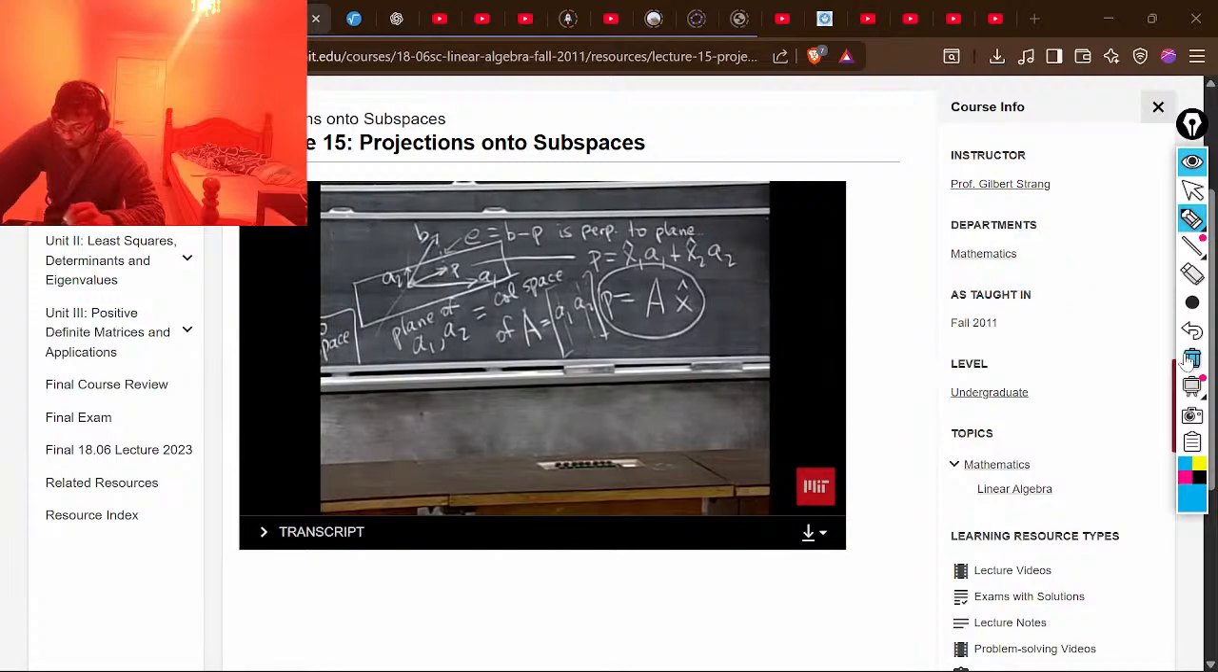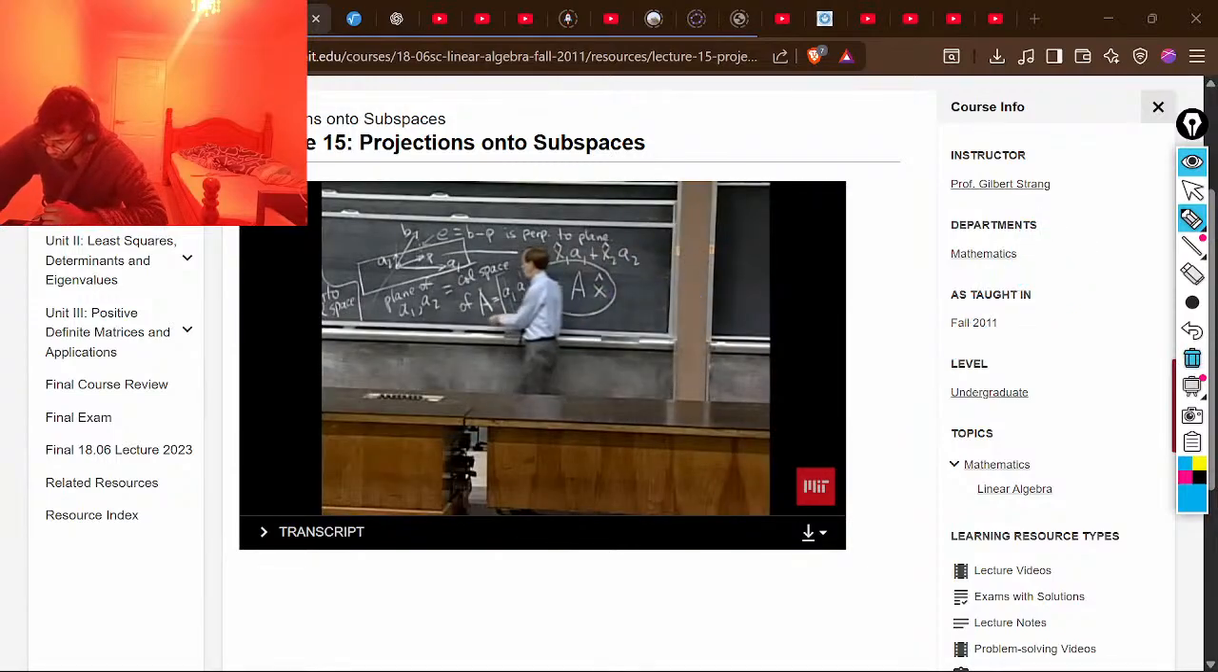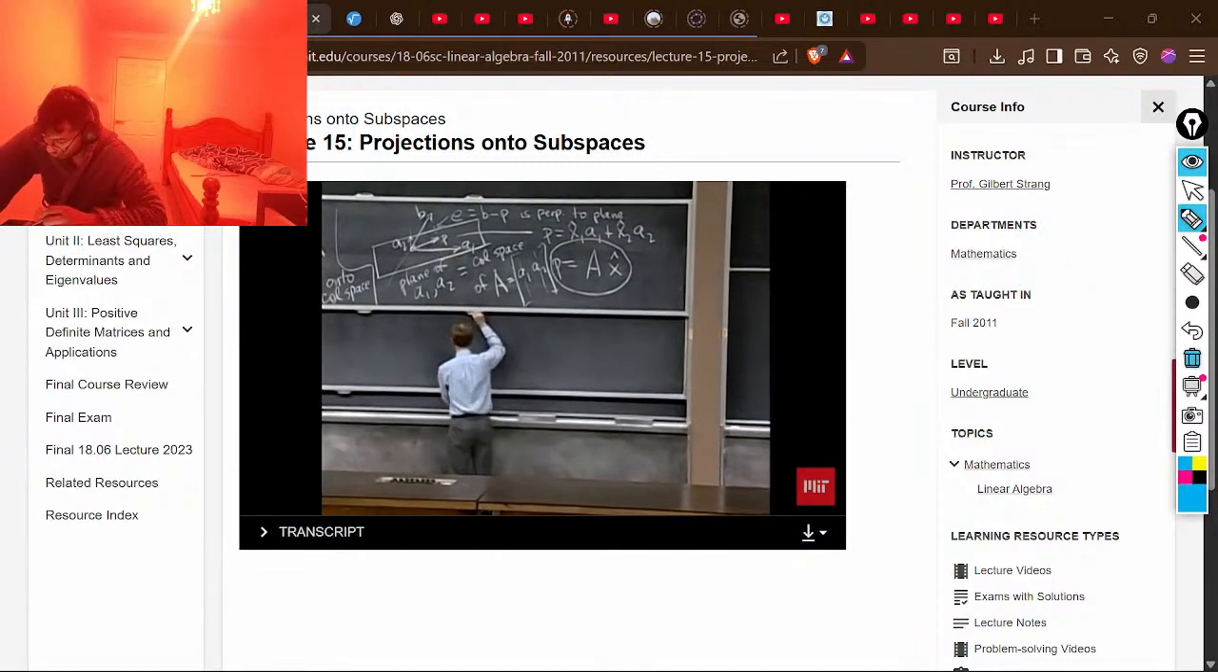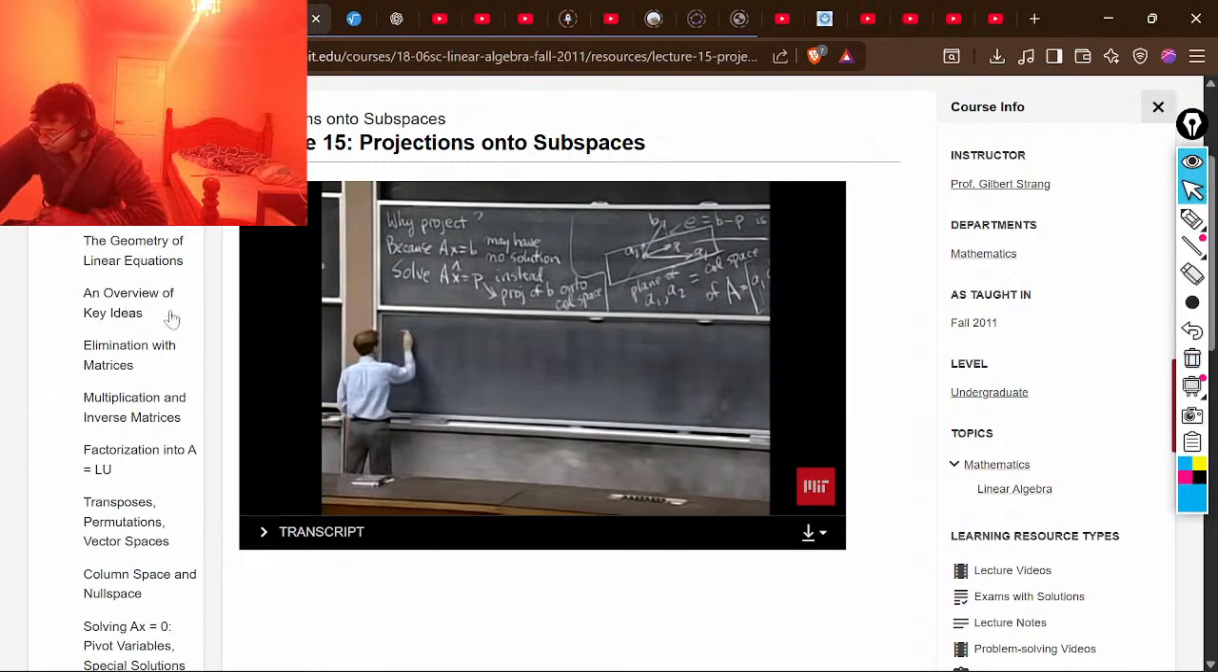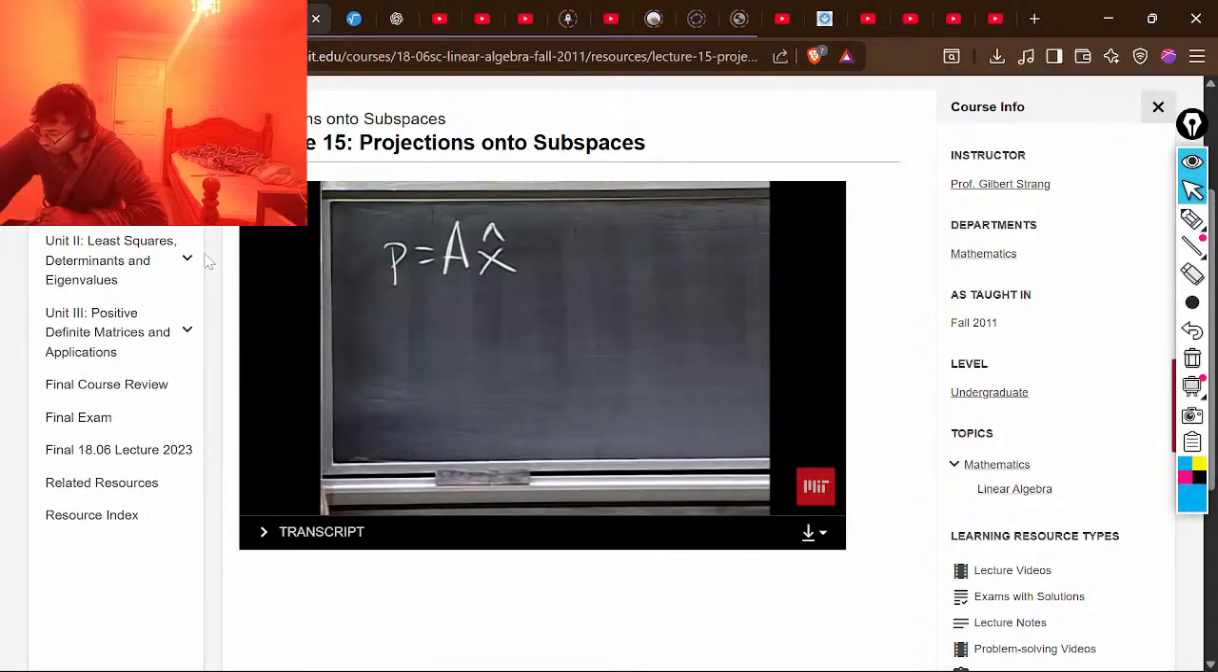Now, let me turn that into an equation. So I'll erase the board and just turn what we've just done into an equation. So I'll write again the main point. The projection is A x bar, x hat, and our problem is find x hat.